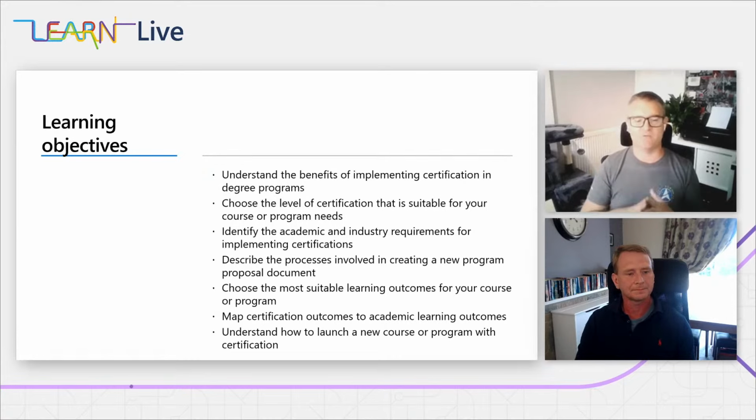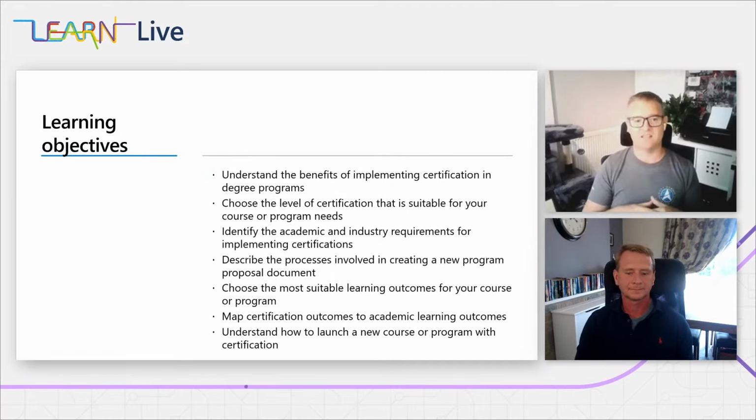And again, the key things that we want to do is understand the benefits of implementing certification degree programs, choose the level of certification that is suitable for your course and program needs. So Microsoft starts from fundamentals all the way through to advanced. Identify the industry requirements for implementing certification. So again, do you have a course that fits with a specific role or technology type?